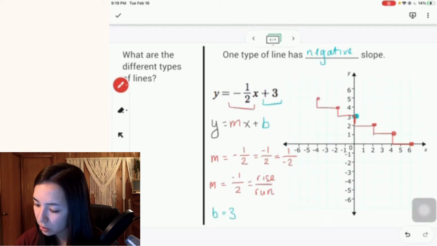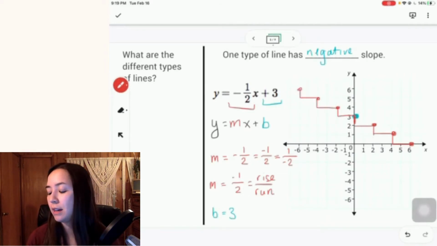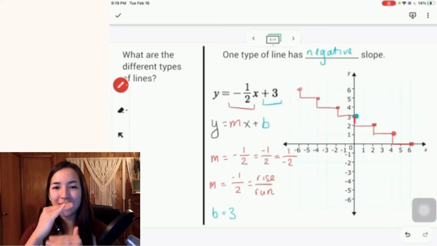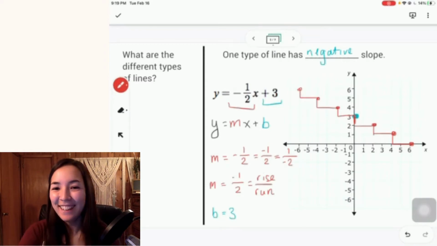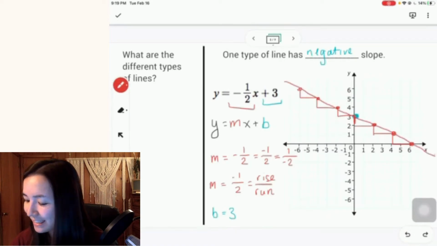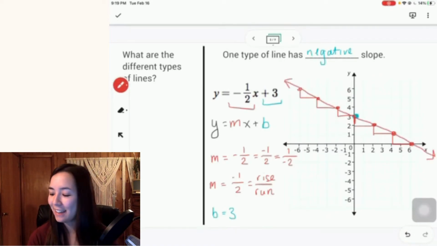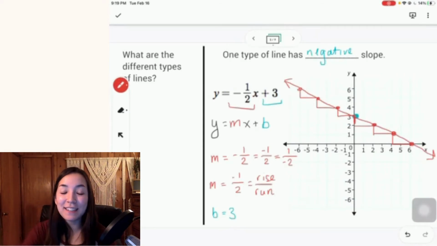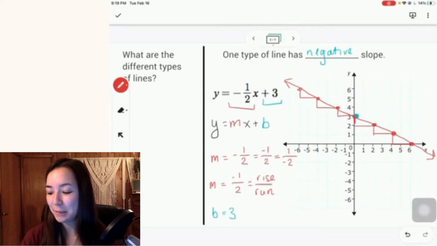You can actually go the other direction too. You just need to make sure that all the points are lining up with each other. So that was not a great line. Let's try again. Okay, perfect. There is our line. A decreasing line because our slope is negative.